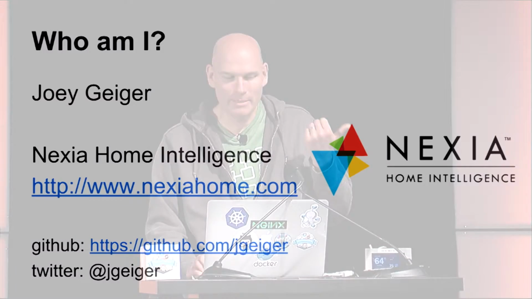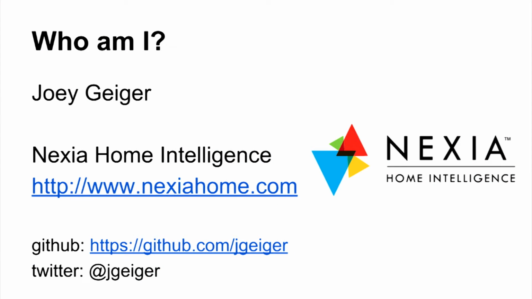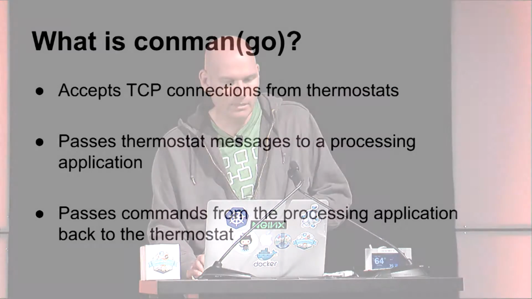Who am I? My name is Joey Geiger. I work for Nexia Home Intelligence. We're located in Broomfield. We do essentially personal home automation. You buy the devices, we supply you with a hub, and we can automate your lights, locks, thermostats, sensors, water sensors, things like that.